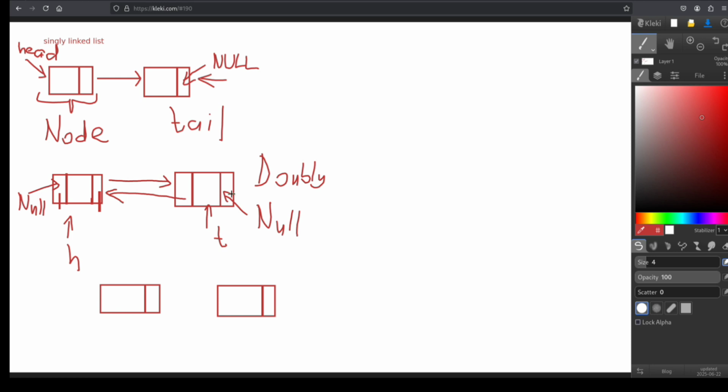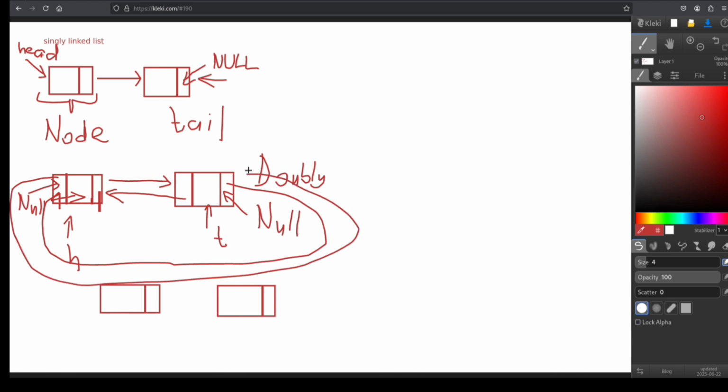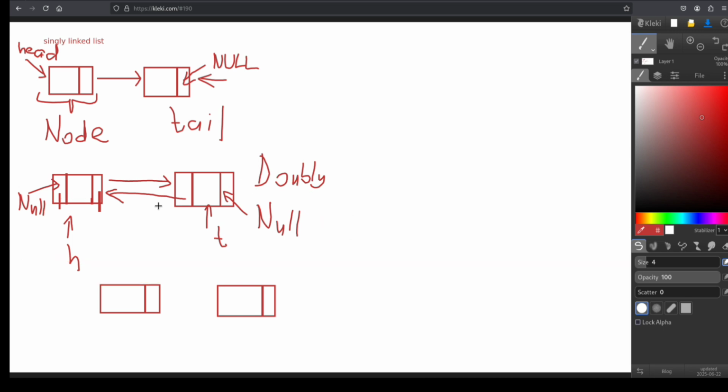In a doubly circular linked list, remember I told you that the tail contains null. In this case it's not going to contain null, it's going to point back to the head, and the head's previous is going to point back to the tail. So that's just the difference. Circular doubly linked list, circular singly linked list, and a normal non-circular singly linked list and a normal doubly linked list. Those are the different types of linked lists you can get.